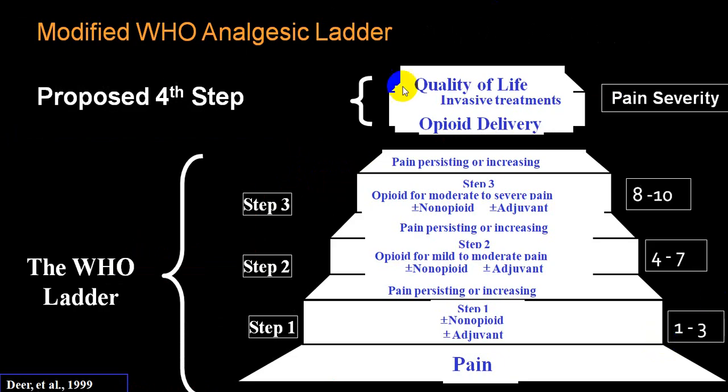The fourth step has been added to improve the quality of life, and that is by adding an opioid for a long term. So these 3 steps are already present, and this is a fourth step, that is called invasive treatment in a person who has got a severe pain.